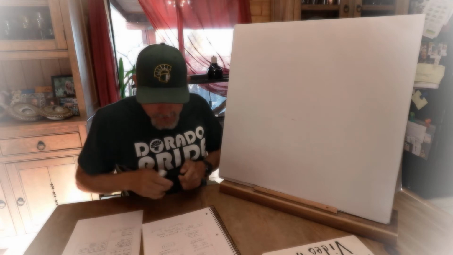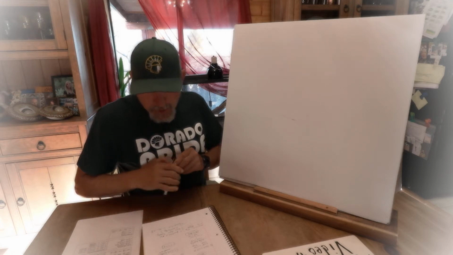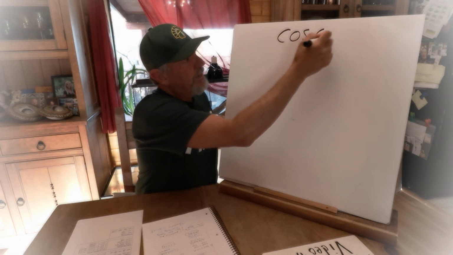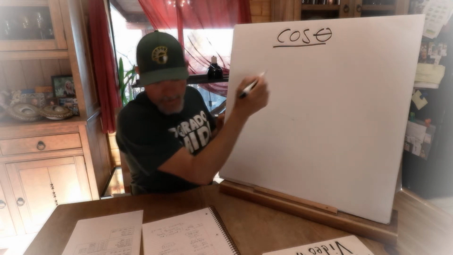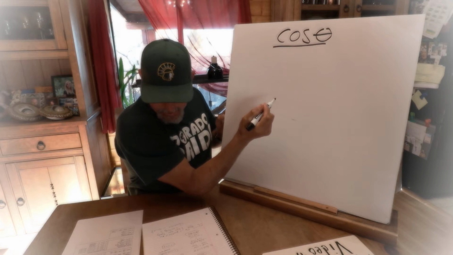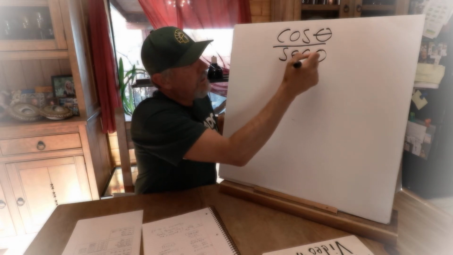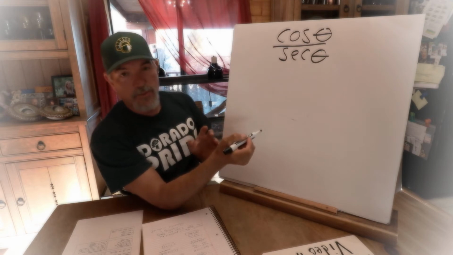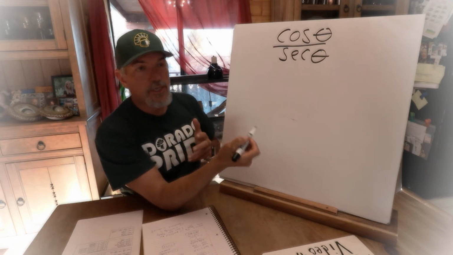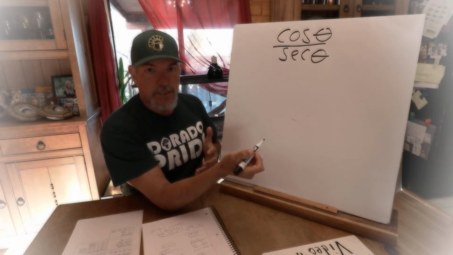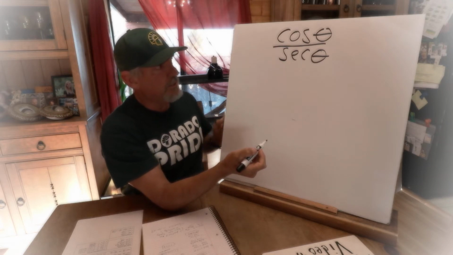So for the second example, we are going to start off with cosine of theta divided by secant of theta. One common strategy with these types of problems is to change things into all sines and cosines. That's not always the best strategy, but oftentimes it is the best thing to do.